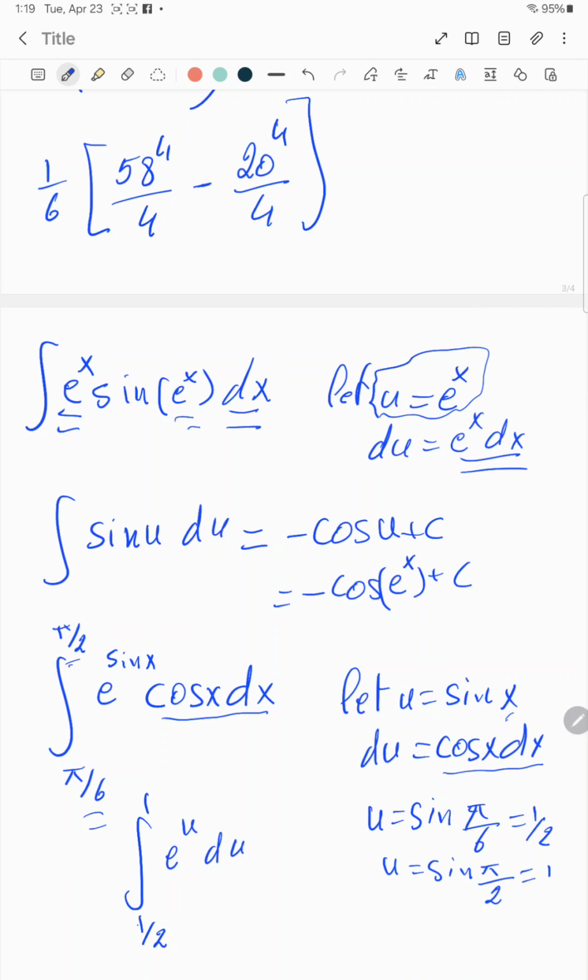So the derivative of e to the power of u is e to the power of u, so the integral of e to the power of u is e to the power of u. So my answer here is e to the power of u between 1/2 and 1. So this is equal to e to the power of 1 minus e to the power of 1/2, or e to the power of 1 minus square root of e. And we know e is 2.7 on your calculator, but e minus square root of e is the final answer.